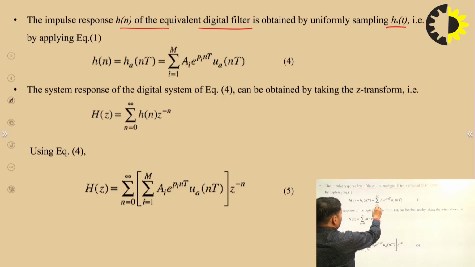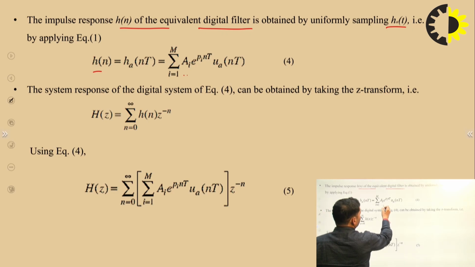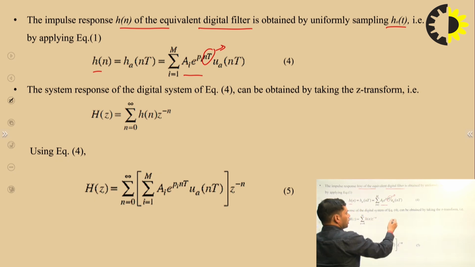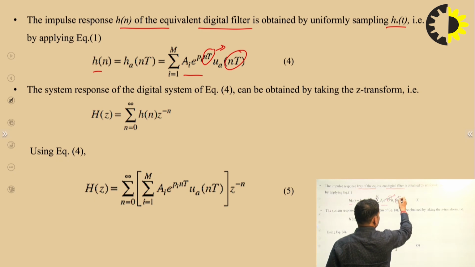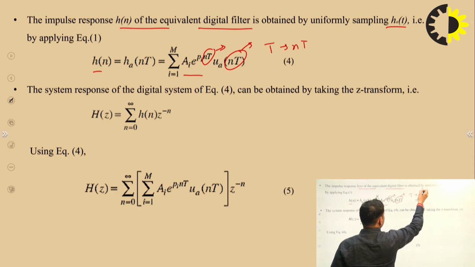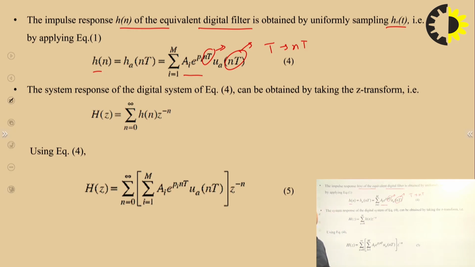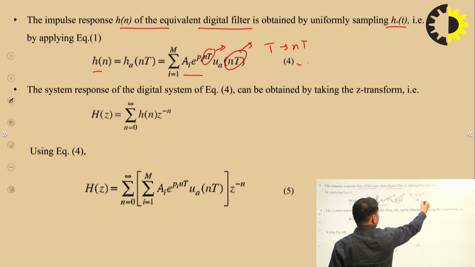So h of n equals summation of i equals 1 to m, A i e raised to p i n T, u a of n T, where t is replaced with n into capital T, which performs the sampling. This is noted as equation number 4.